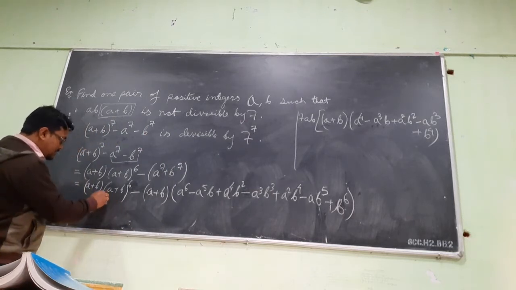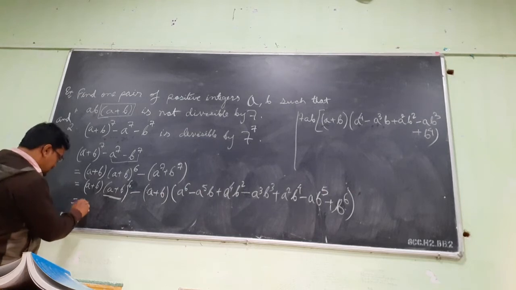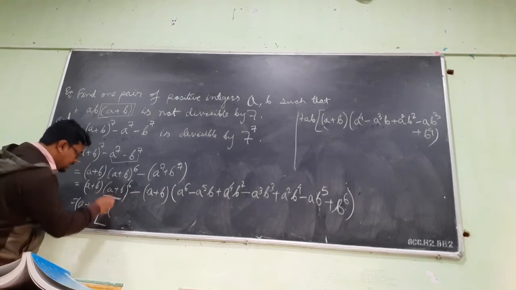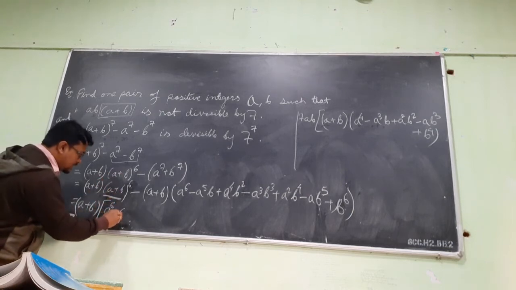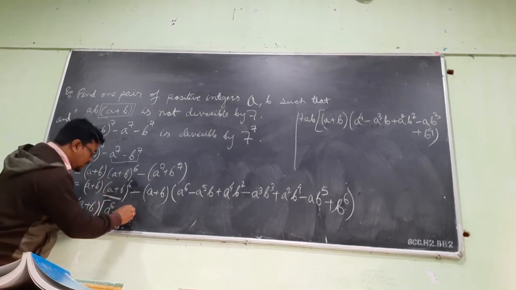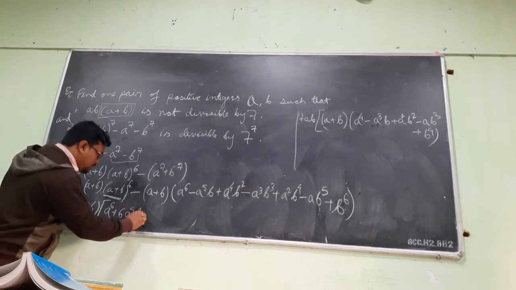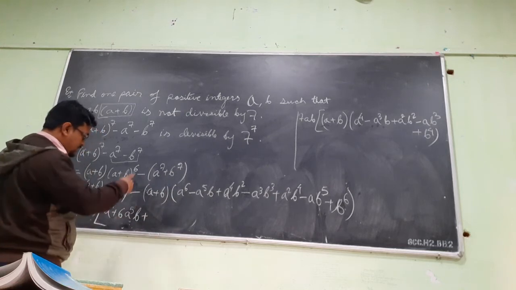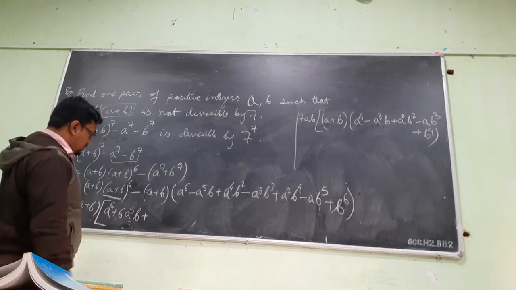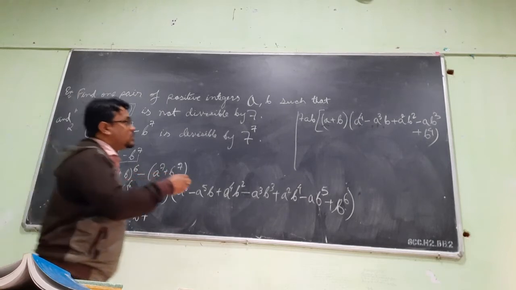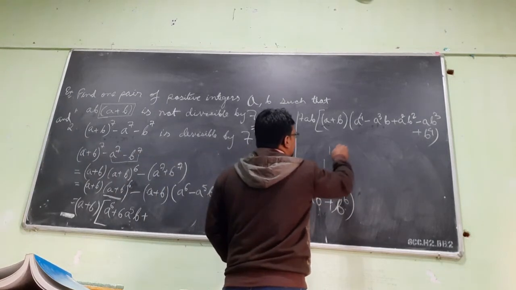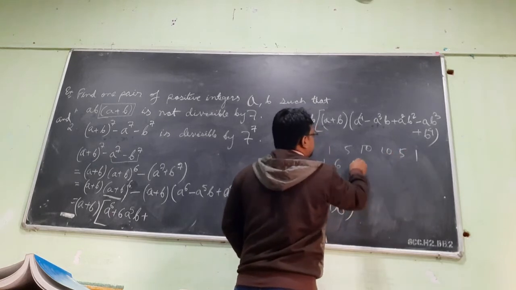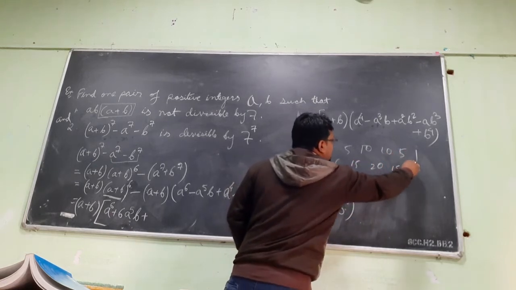So here, this part I can take a plus b common, and this one will be in terms of binomial expansion: a to the power 6 plus 6 a to the power 5 b plus... the coefficients are 1, 6, 15, 20, 20, 15, 6, 1.